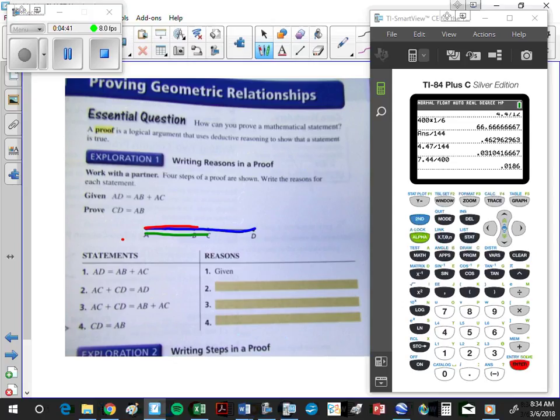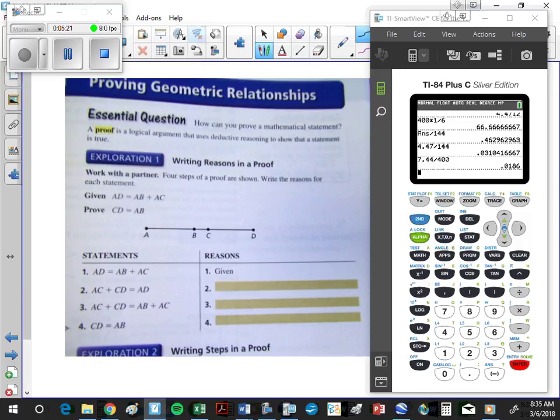And in most proofs, we are handed some sort of given, something we already know coming in. Okay? And the question basically says, prove that CD is equal to AB. So we want to prove that this length is just as long as this length. And we're starting off with a proof where they tell us the steps. We just need to decide why the steps are true.